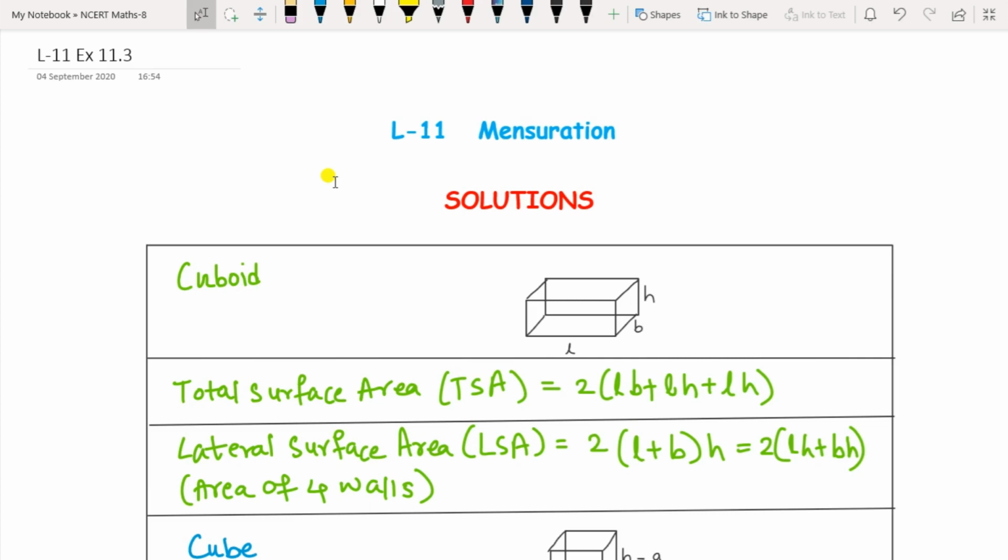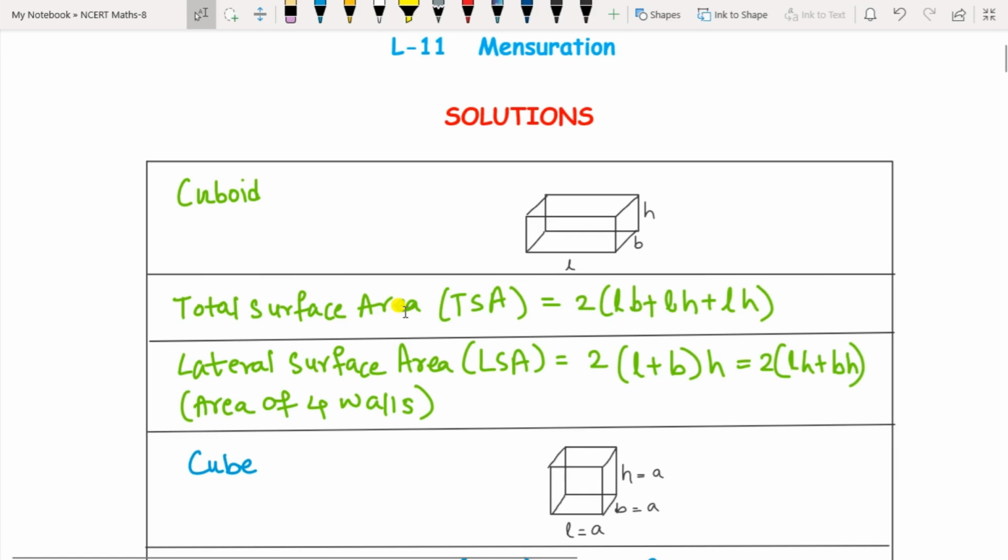In this video we are going to see solutions of exercise 11.3 of lesson 11 mensuration. The videos of exercise 11.1 and 11.2 I have shared in the I-link above. You can go through it. So let us start with exercise 11.3.